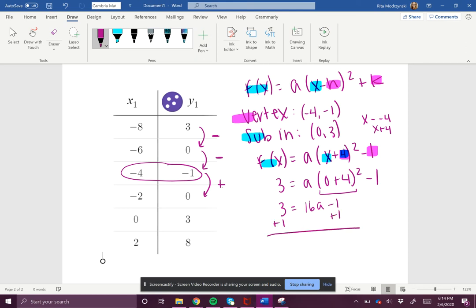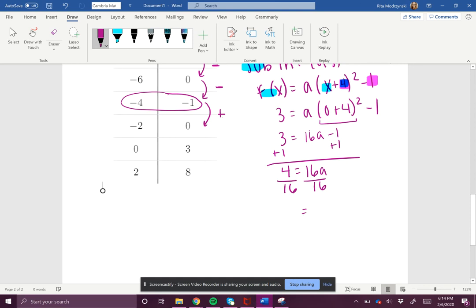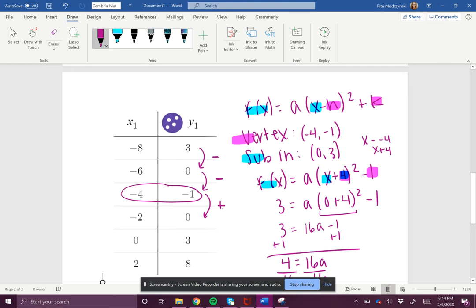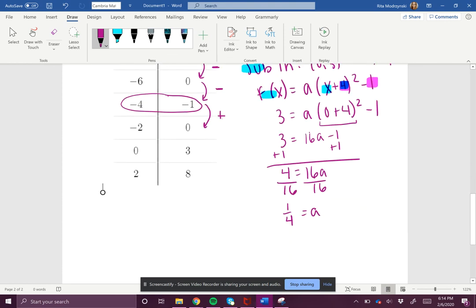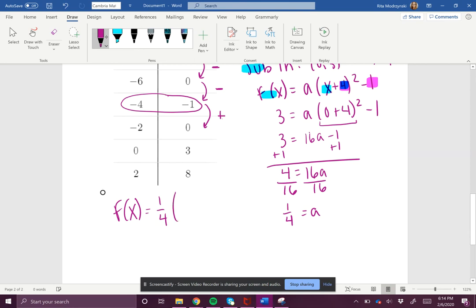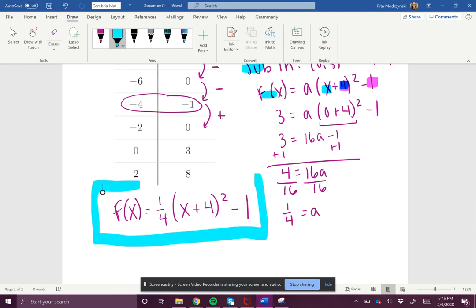I add 1 to both sides to continue to solve my equation, and I end up with 4 equals 16a. I divide by 16 on both sides, since that's what's with a, and when I simplify the fraction 4 over 16, I end up with 1/4, okay? So now I have my a value and my vertex, so let's substitute that back into our equation to write our vertex form equation. So our final answer would be f of x equals 1/4 times x plus 4 squared minus 1. That equation right there is what represents this table.